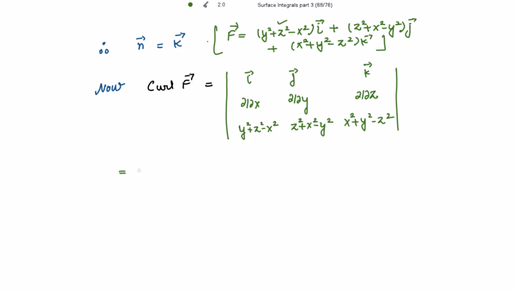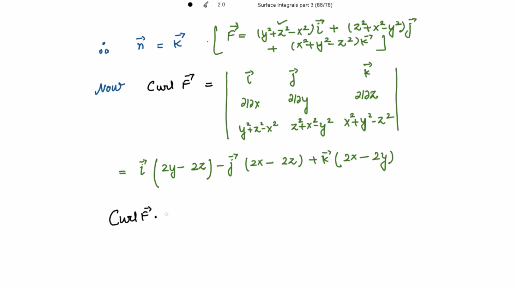Let's solve this. So this is i vector. Partial derivative of this with respect to y is 2y, minus partial derivative of this with respect to z, it is 2z, minus j vector. Partial derivative of this with respect to x is 2x, minus partial derivative of this with respect to z, it is 2z, plus k vector. Partial derivative of this with respect to x is 2x, minus partial derivative of this with respect to y, it is 2y. And now we need to take its dot product with n vector.